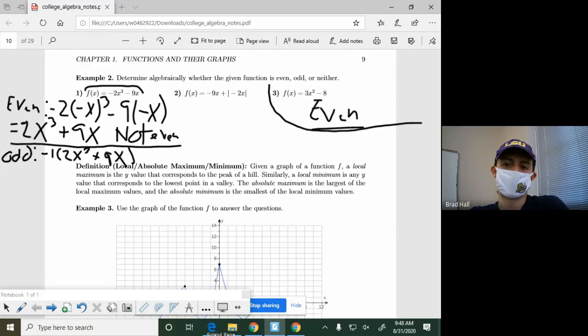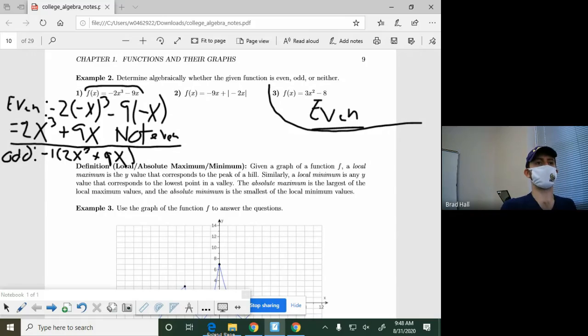And then the question is, does that simplified form give you the original function? It's basically, well, that didn't work for even, so try this. So what happens if you do odd first? Well, if you do odd first, you would have to do both of these steps at once.